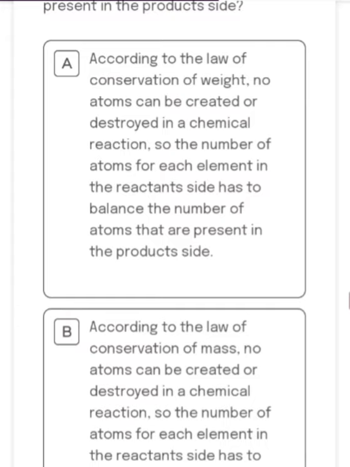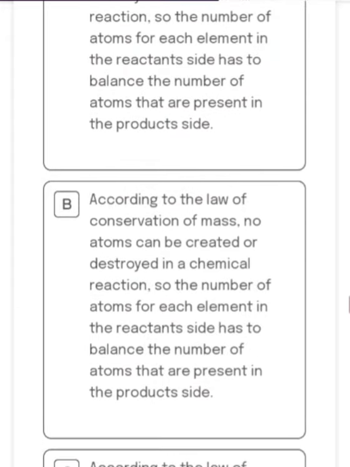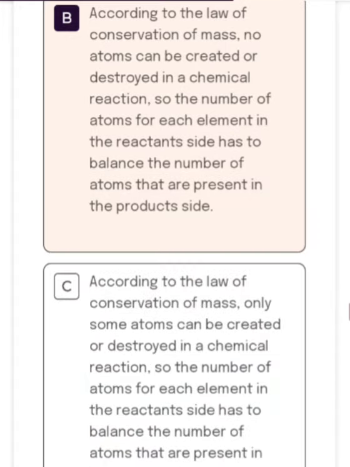The correct option is option B. According to the law of conservation of mass, no atom can be created or destroyed in a chemical reaction. So, the number of atoms for each element on the reactant side has to balance the number of atoms present on the product side. So, next question.